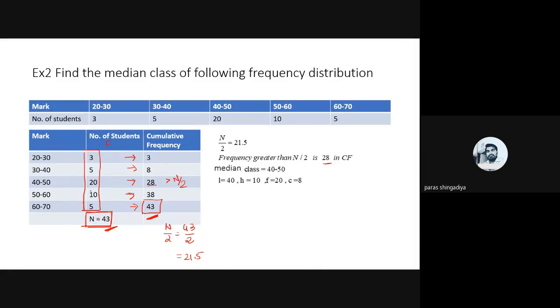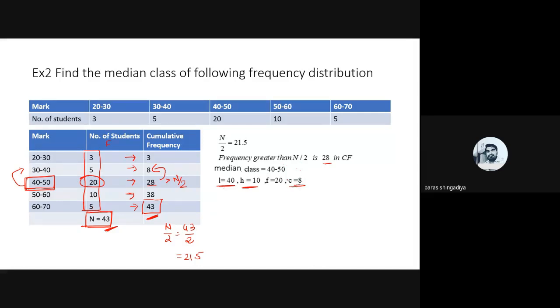And as per the 28, it lies in 40 to 50. So 40 to 50 will be our median class. And as per 40 to 50, the lower limit L is 40, the size H is 10, the frequency of the median class F is 20 here, and C, the cumulative frequency just before the median class, is 8 here. Otherwise, you can also check the frequency of the preceding class of the median class. That is 8.